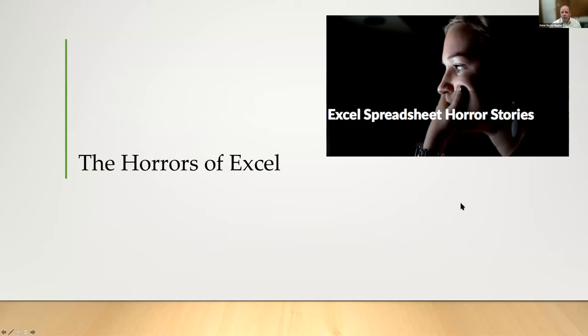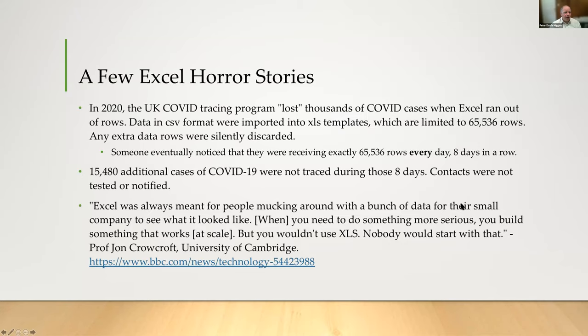So, a few Excel spreadsheet horror stories for you. In 2020, the UK COVID tracing program lost thousands of COVID cases when Excel ran out of rows. They had data in CSV format that were imported into XLS templates, which are limited to 65,000 rows. Any extra data rows were silently discarded. And this was one of the dangers of Excel. Someone eventually noticed that they were receiving exactly 65,536 rows every day, 8 days in a row. And over those 8 days, over 15,000 cases of COVID-19 were not traced. Contacts were not tested or notified.